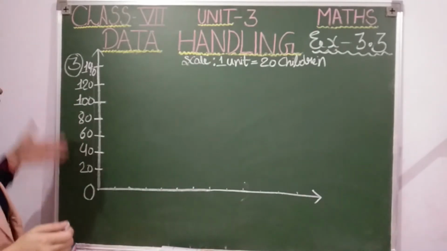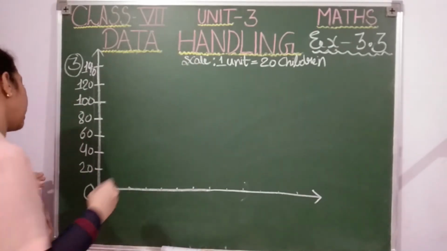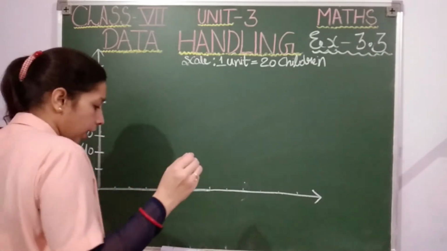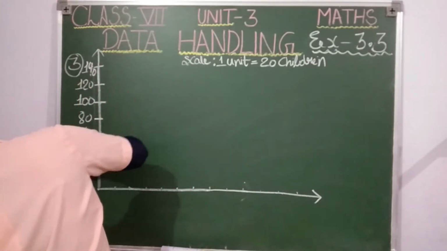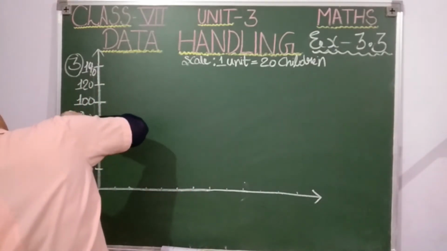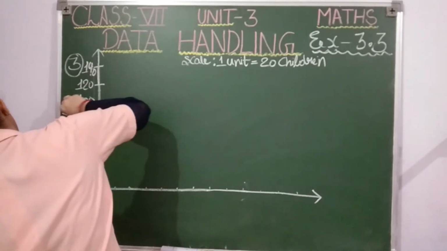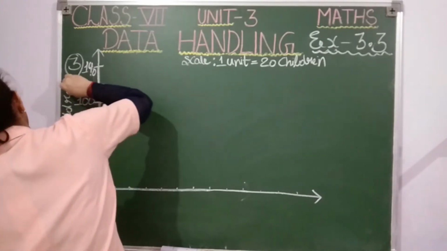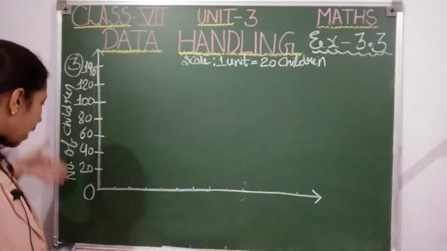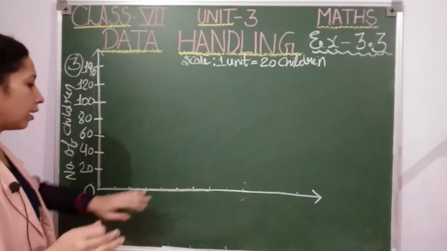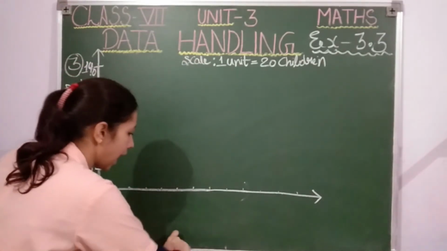So my y-axis is ready, and what is it showing? It is showing number of children. Then you have to write like this also, number of children. This title is important. You have to write the title. Here I have written number of children. Maybe it is not clear in the video. I am telling you it is written number of children. Okay, here we are going to write class.